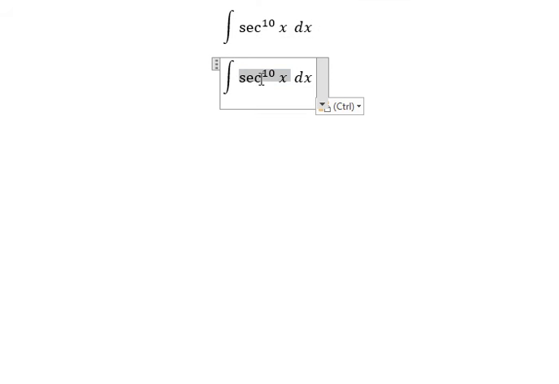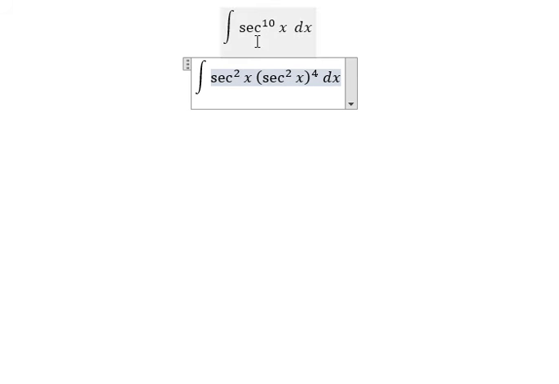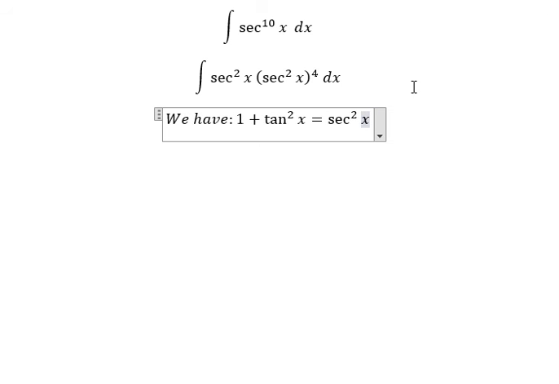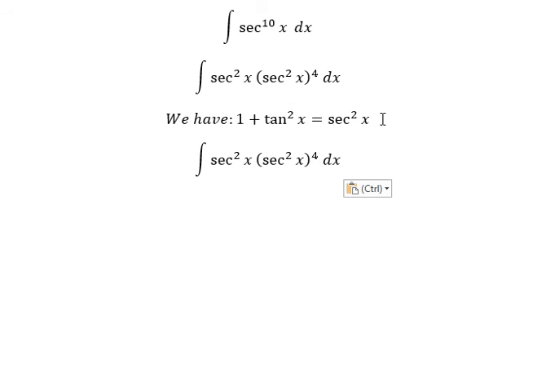This one we can write as secant of s squared multiplied by secant of s squared, everything to the power of 4. Because 2 with number 4 we have 8 plus 2 we have 10. Now we have the formula in here: 1 plus tan s squared equals secant of s squared. So we put this one in here.